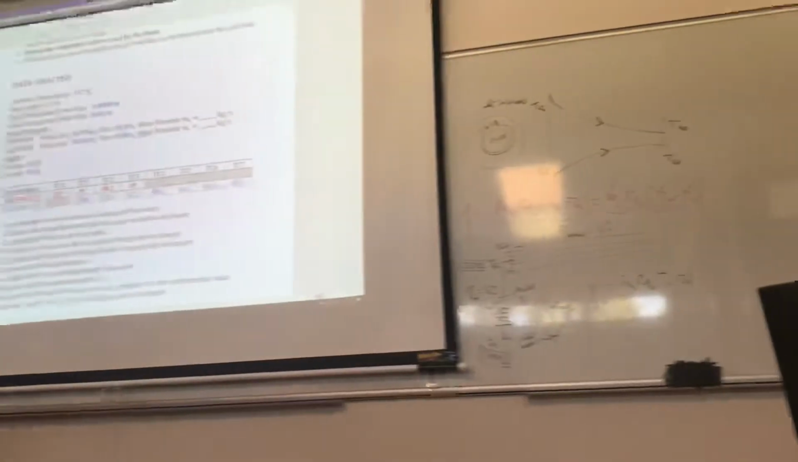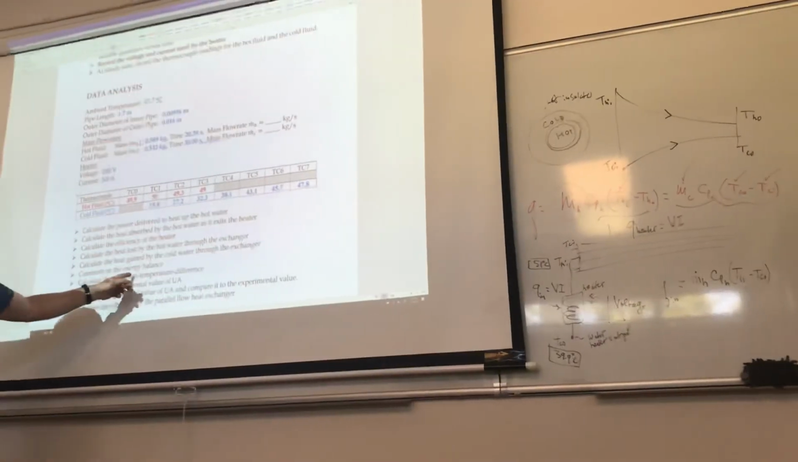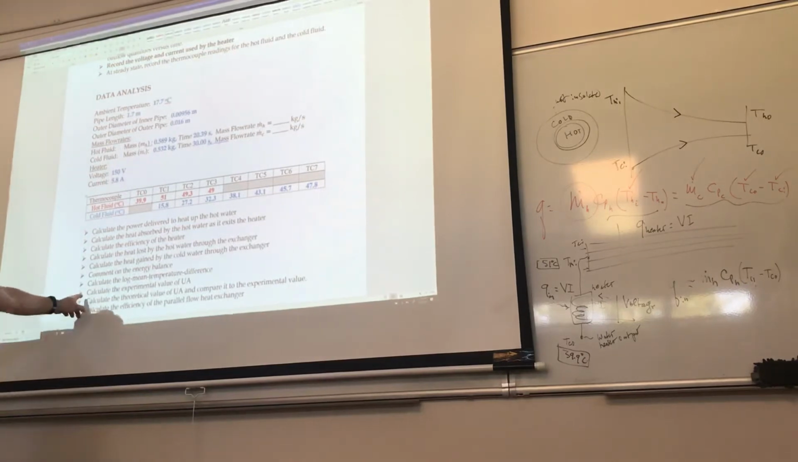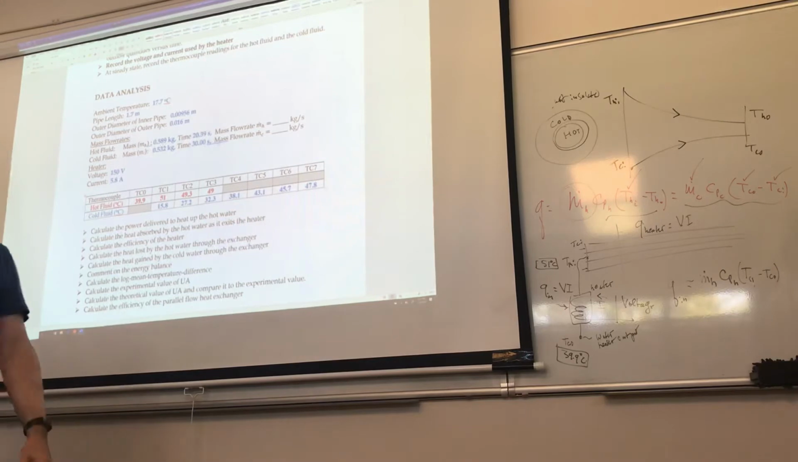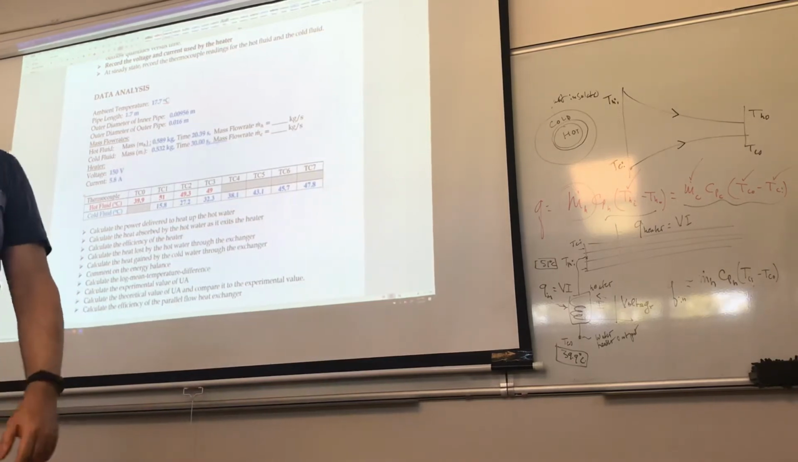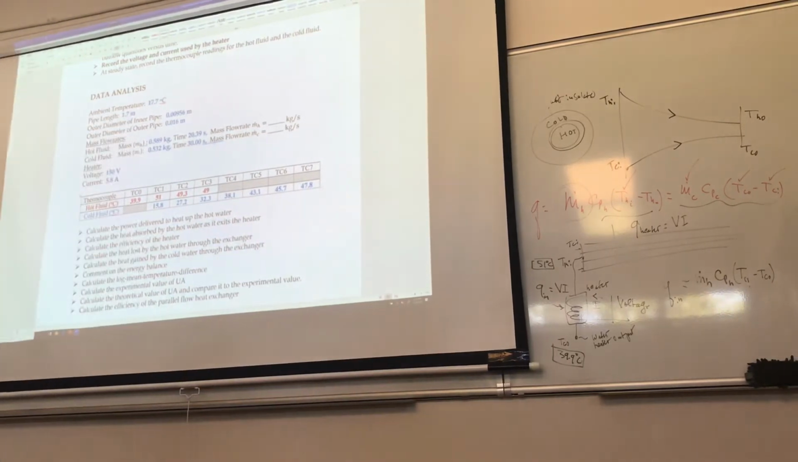And log mean temperature difference, that should be easy to find. Calculate the experimental value of QA. So that's what you do. Remember, the only thing is you need to define what the H in is and what the H out is, right?